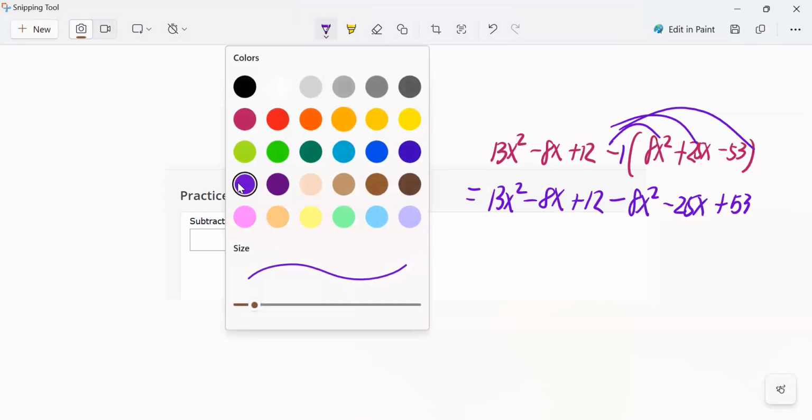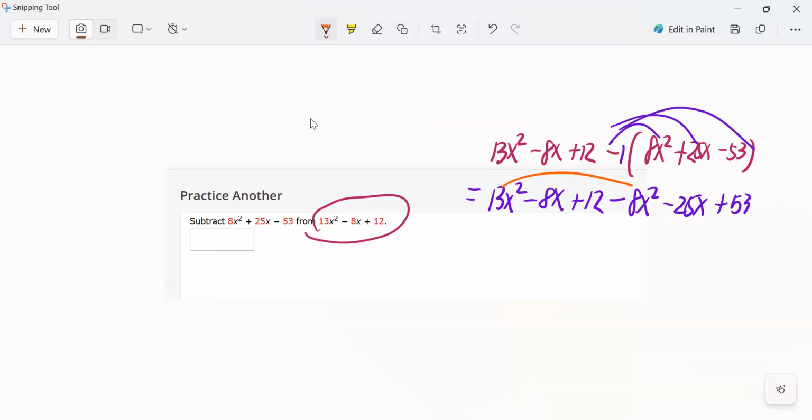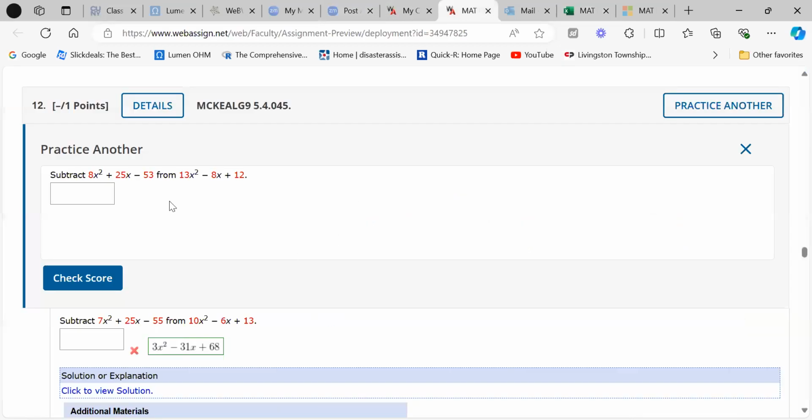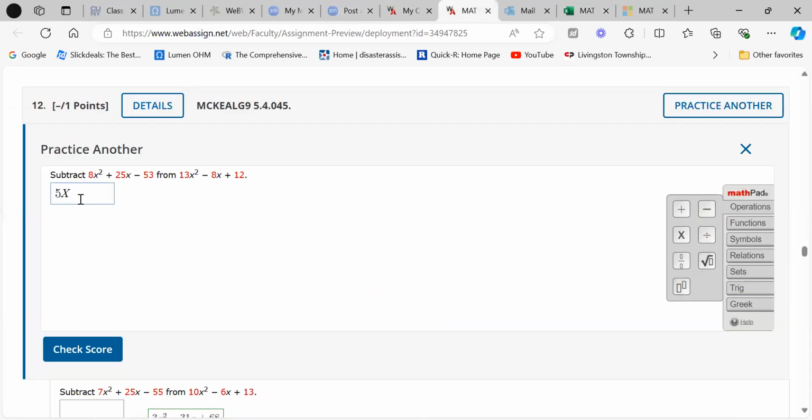Now combine like terms. 13x squared minus ax squared is 5x squared. Minus ax minus 25x, that's minus 33x. And then adding 12, adding 53, that's going to be 65. So the answer is 5x squared minus 33x plus 65. Any question?